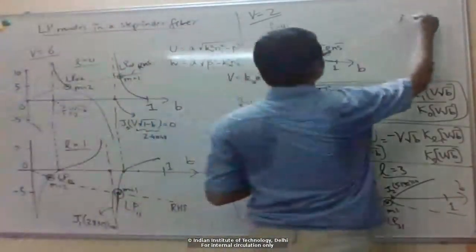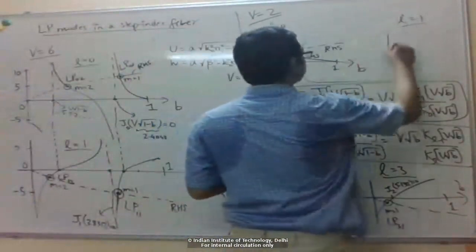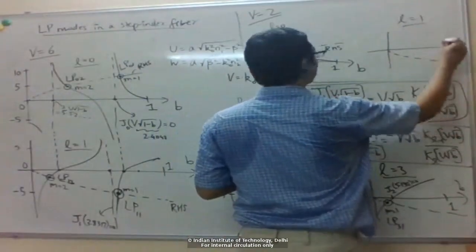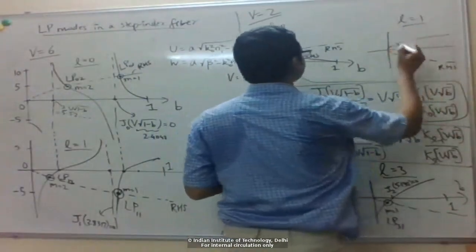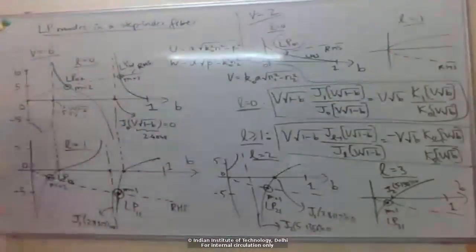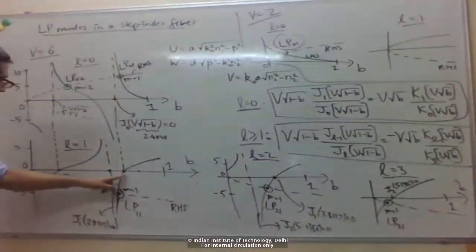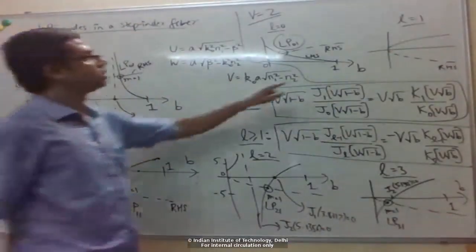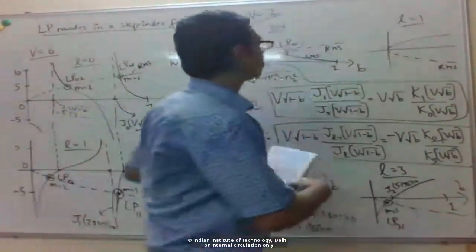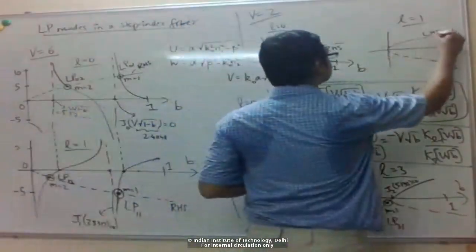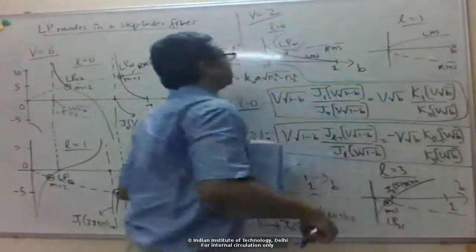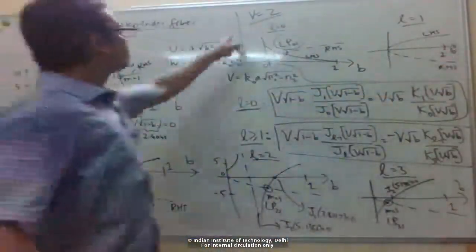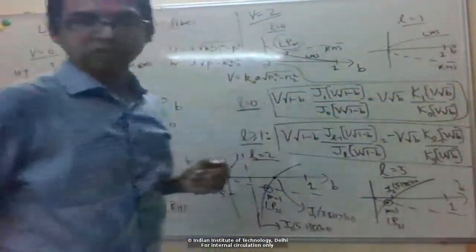Now, if I do for L equal to 1, actually we don't get any intersection. So now RH is like that, and it doesn't cross 0, because again we are not able to reach this 2.4. So it doesn't reach 0 at all, right? So there is no intersection. So for V equal to 2, only one mode exists, LP01.